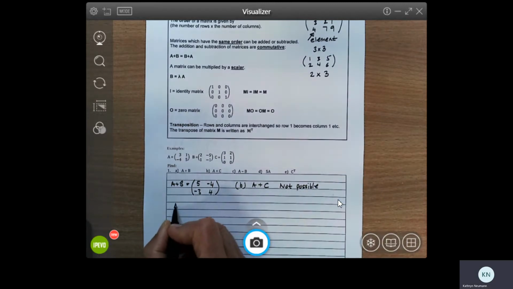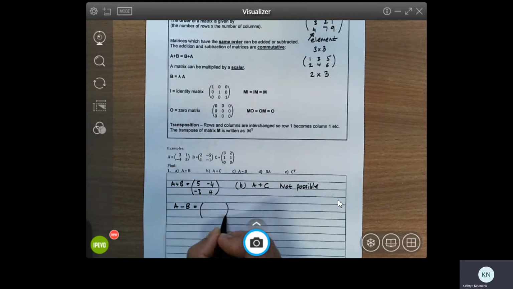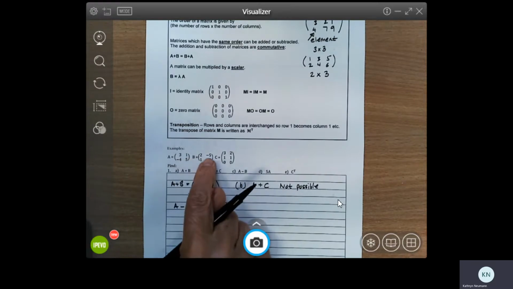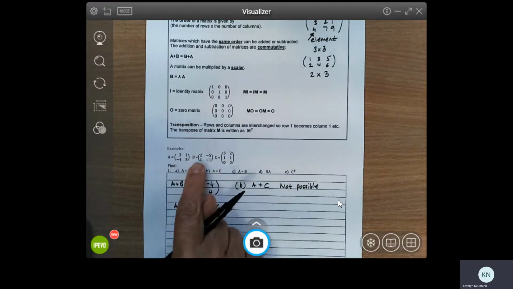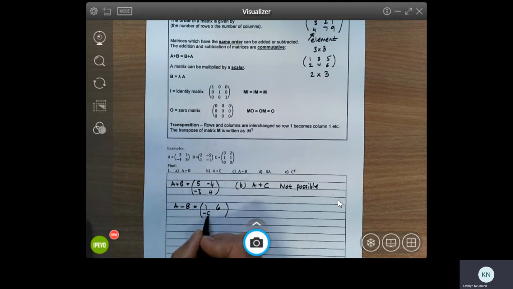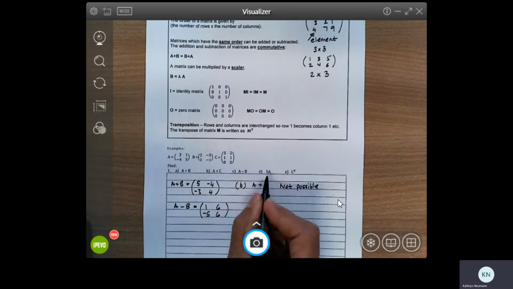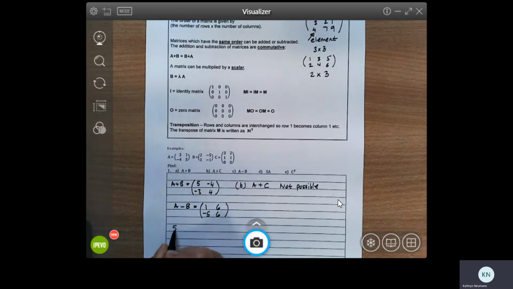For question C, A minus B. So we just subtract the corresponding elements. So we're going to look at 3, take away 2 is 1, 1, take away minus 5, just watch your negatives, that's going to be 6, minus 4, take away 1 is minus 5, 5, take away minus 1 is 6.